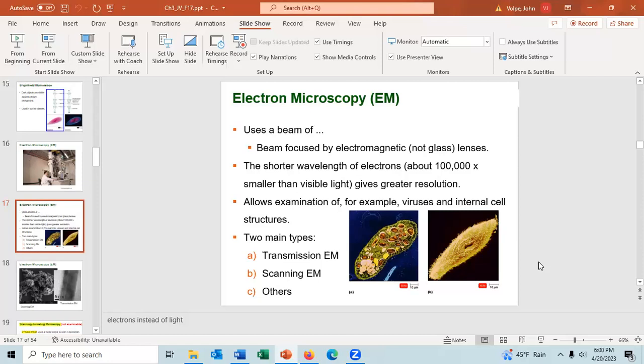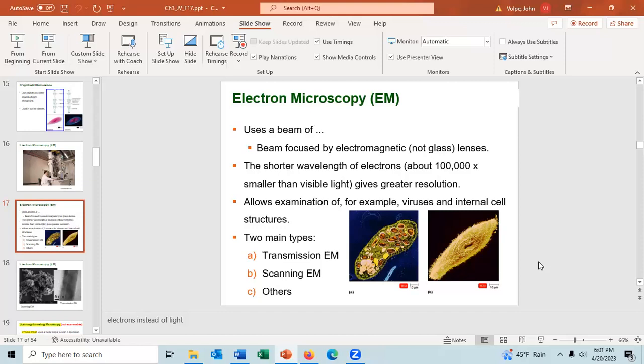Electrons have a shorter wavelength than visible light, and that allows us to have a higher resolution. So an electron microscope gives greater resolution. This allows the examination of things much smaller than we can see with a light microscope, for example, viruses and internal cell structures.